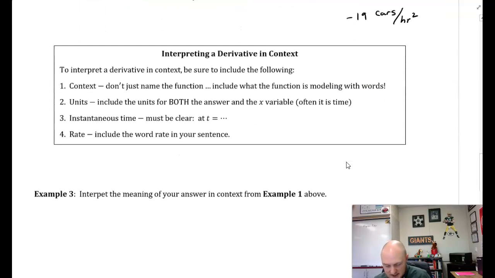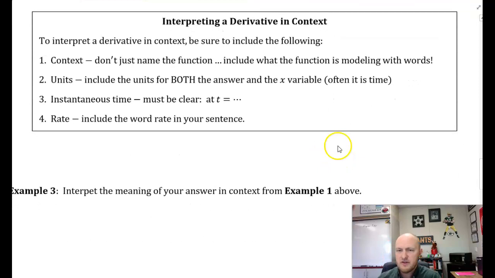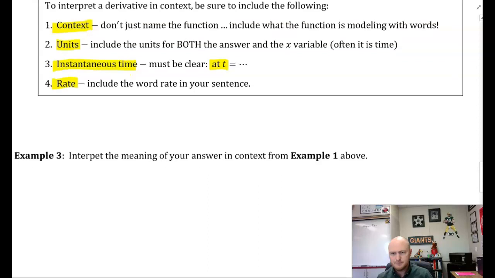So the second half of this lesson is interpreting a derivative in context. And make sure you include the following. Make sure you include the context. Don't just name the function. Talk about what the function is modeling with words. Units. Do not forget the units of both what the answer is and the x variable. Often it's time. Be very, very clear. If it's an instantaneous rate, talk about that moment at t equals, state it. And then rate, include the word rate in your sentence.